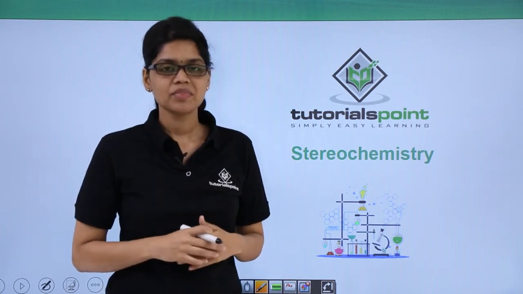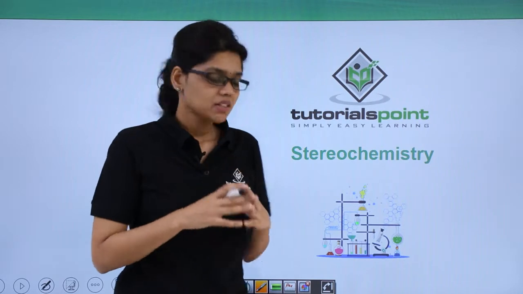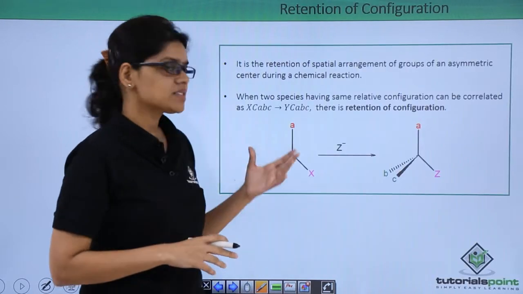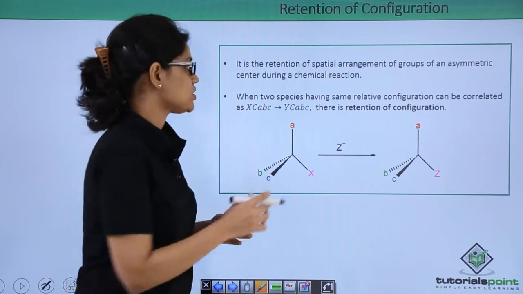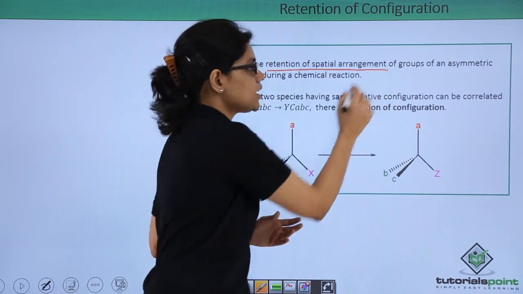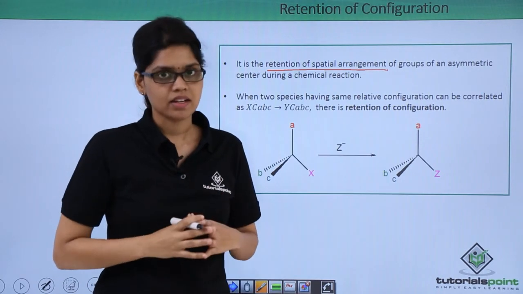Hello everyone. In this video we are going to study a bit more about stereochemistry. The first concept that we are going to cover is what we mean by retention of configuration. That is essentially retention of spatial arrangement of groups of an asymmetric carbon during a chemical reaction.